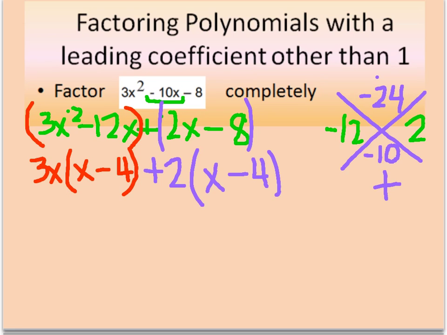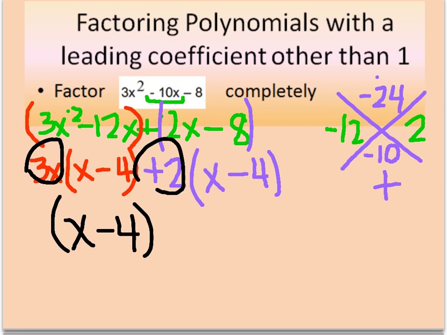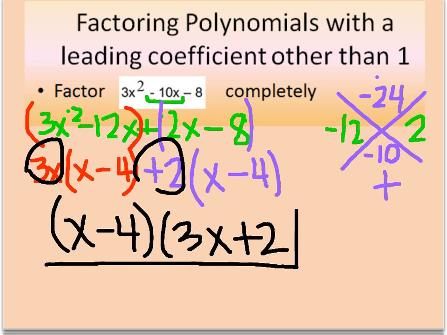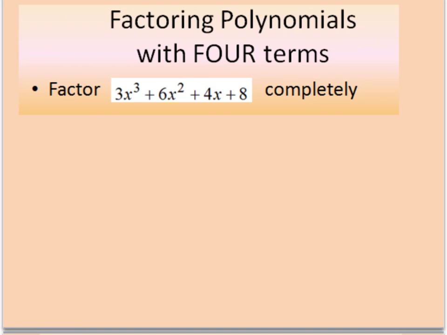And I notice that I have a common factor of x minus 4 in each one. So I factor that out. And I'm left with 3x and positive 2. So the factored form of that trinomial we started with is these two factors.